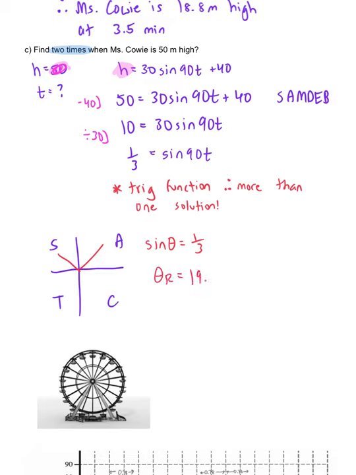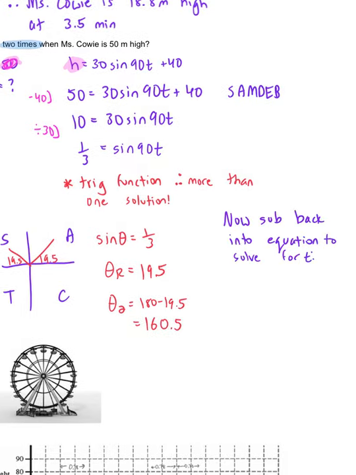And we get 19.5 is the reference angle. So that's the angle in here and the angle in here. Because the ratio is positive, 19.5 is a solution for theta. And then the other solution, our second solution, is 180 minus 19.5, which is 160.5. So going back to this equation, 1/3 equals sine 90t, we just took the inverse of sine of 1/3. And we found that 2 angles give that ratio of 1/3, at 19.5 and 160.5.